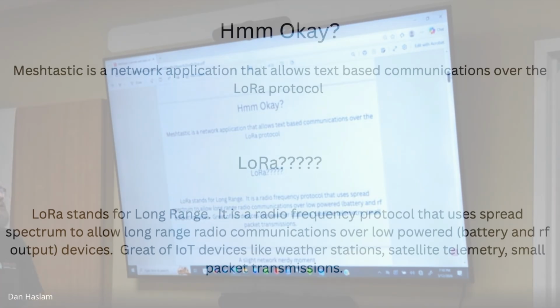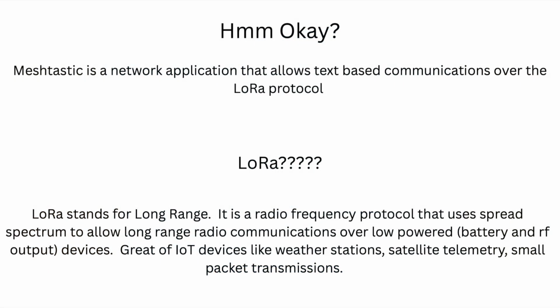Meshtastic is a network application based on the LoRa protocol, which stands for, great acronym, long range. So radio frequency uses spread spectrum transmission, which means it uses multiple channels. It does a little channel hopping, that kind of stuff. It's designed to go long range. Keep in mind, we're talking 900-ish megahertz, so long range is relative, a few miles, depending on height.